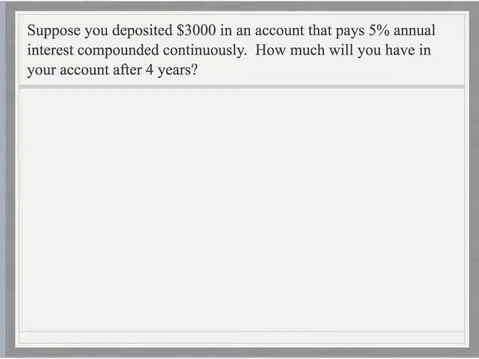So suppose you deposited $3,000 in an account that pays 5% annual interest rate compounded continuously. How much will you have in the account after 4 years? Right away, seeing compounded continuously, I'm going to go ahead and underline it. That word should create a little red flag and tell me right away that I'm going to use the PERT formula. Compounded continuously tells me that I'm going to use PERT, P e to the RT.